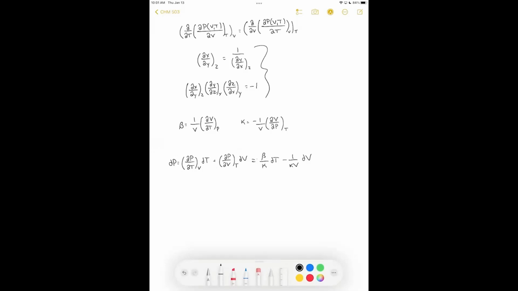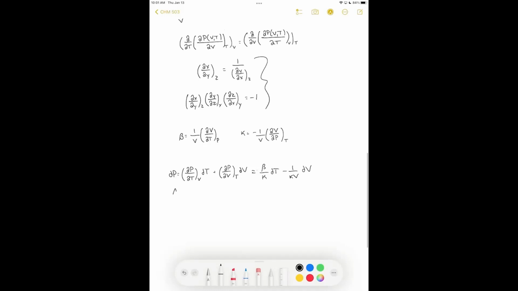If we actually wanted to calculate these changes, we simply need to integrate this expression. So an actual delta P would be equal to beta over kappa delta T minus 1 over kappa times the natural log of V final over V initial. And beta and kappa are constants that are experimentally measured. You can just look them up if we wanted to figure out the extent of a pressure change.